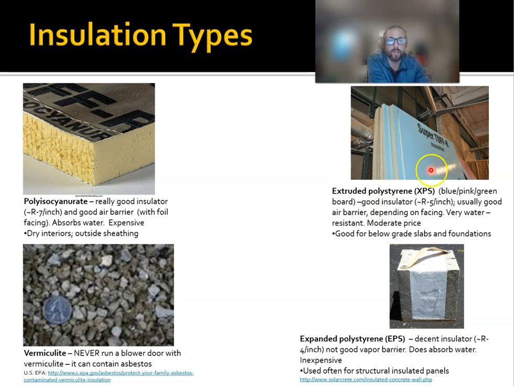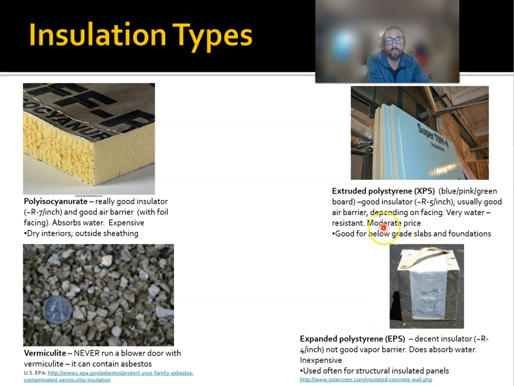So this is called extruded polystyrene or XPS. XPS is what you normally see this labeled as. And this stuff is great. R5 per inch, so high insulating value. Good air barrier because it has this facing on the side. It is very water resistant, so this is great. So people will use this below on a foundation. Anything below grade should have XPS just because of the moisture potential.